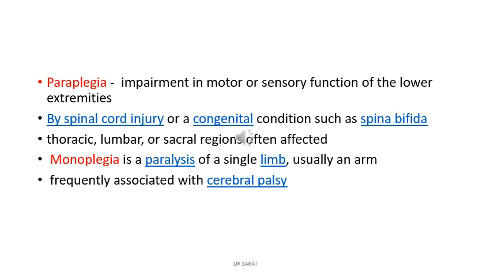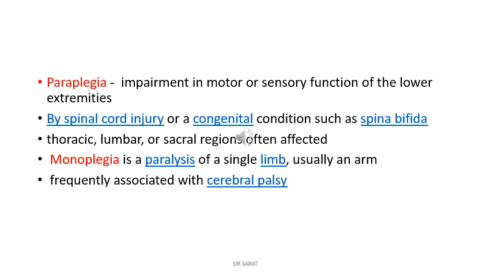Spina bifida is a neural tube defect occurring in the embryonic stage itself. The vertebral column is not properly formed, and there is a gap in the vertebral column through which the meninges can protrude outside, and it can cause paraplegia. Usually the thoracic, lumbar and sacral regions are often affected.